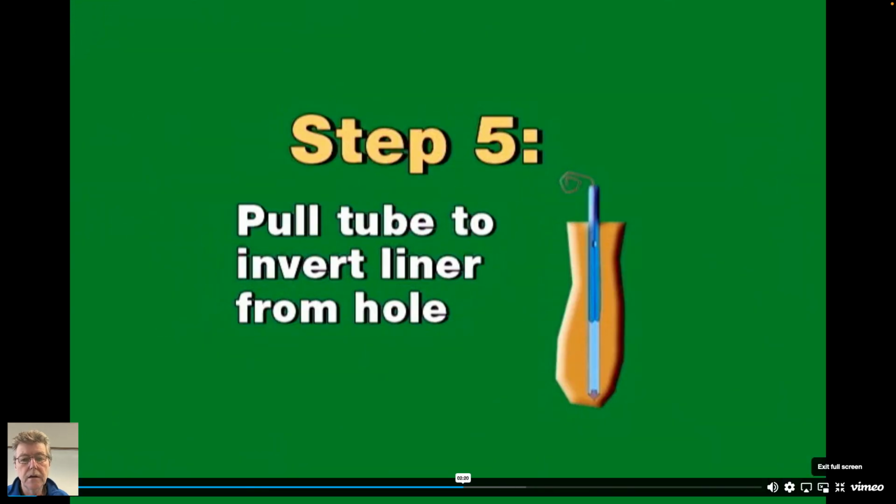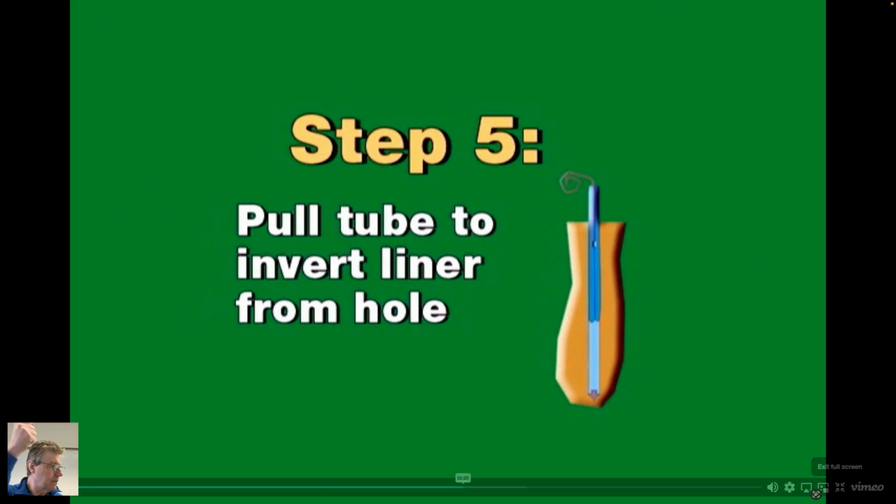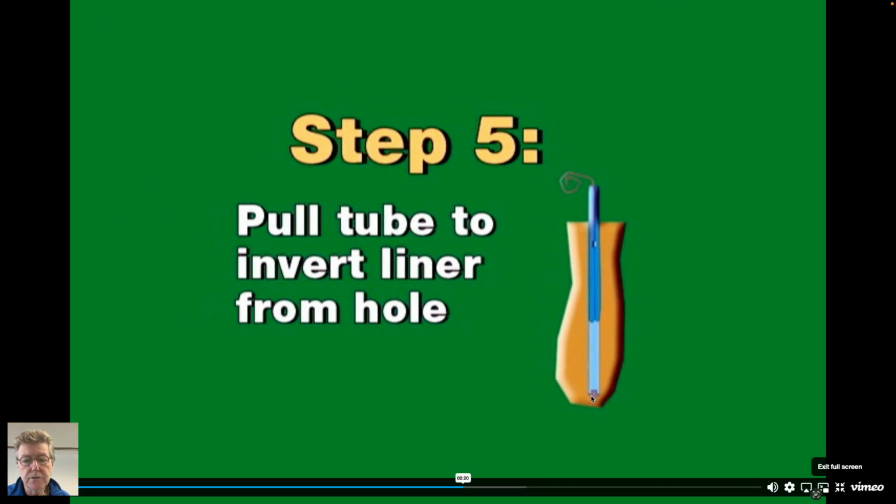Step 5. So now you've got the whole system in, and so now you pull it from the inside out, like a sausage skin, I guess. So it rises up inside but leaves the outside in contact, but turns in on itself, so that the wall that was in contact with the borehole and the NAPL turns inside itself. I guess they show it quite well here. Pull the tube to invert the liner from the hole.